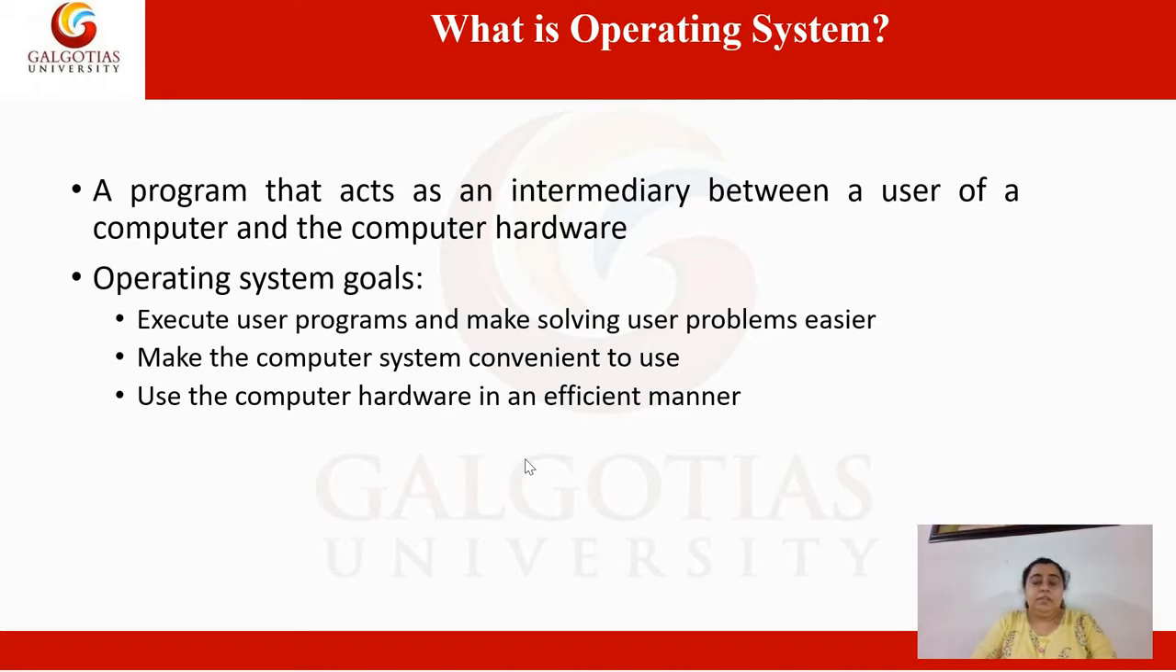Why do we need an operating system? That's again another important thing. The goals of an operating system are to execute user programs and make solving user problems easier. So basically, the first work is problem solving. The second work is to make the computer system convenient to use. It will be easier for us to use our computer if we are using an operating system. And the last one is efficient usage of the hardware. That's another work of an operating system.